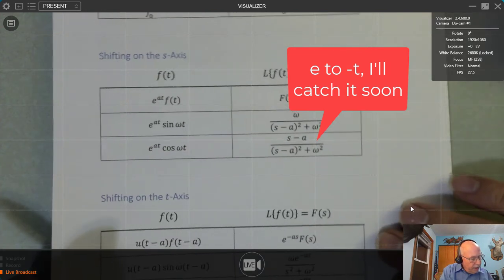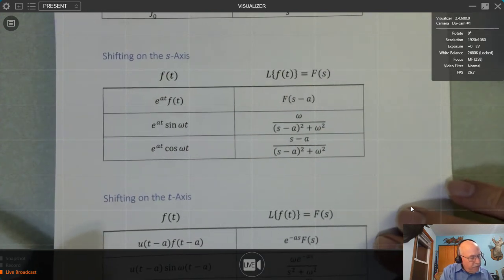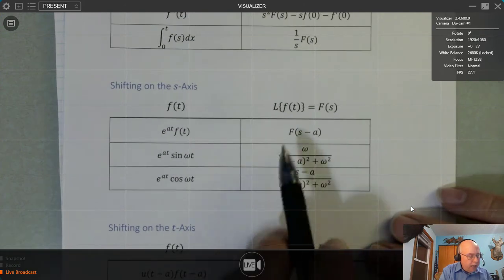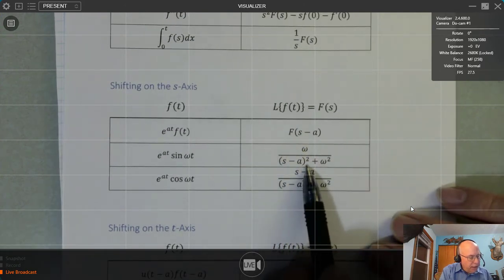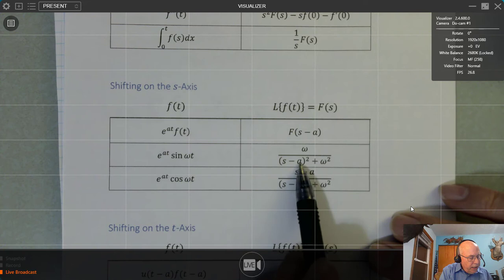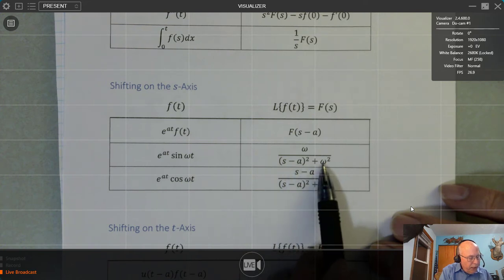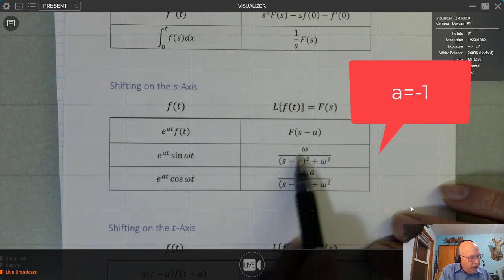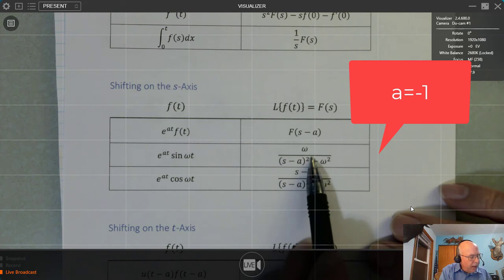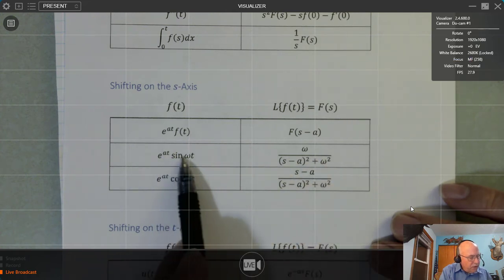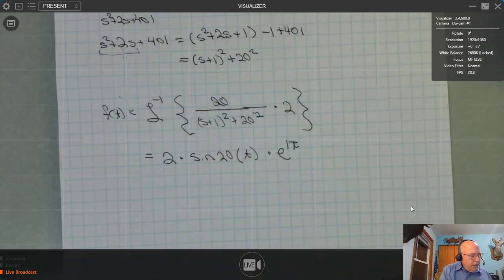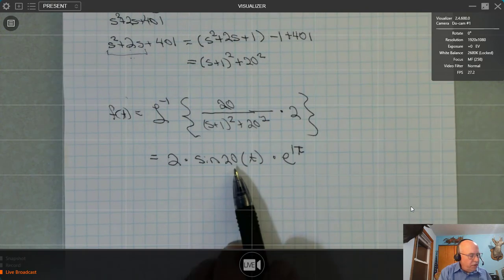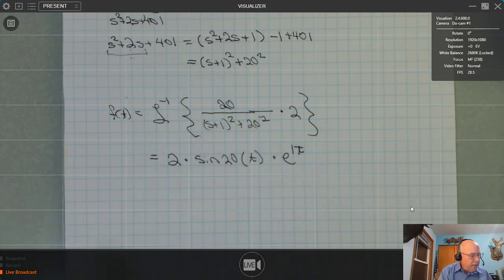Another way of looking at that would be that we actually have a form here that's explicitly in the table. You set a equal to 1 and omega equal to 20, and you'd have exactly the form that we were working on, so that's e to the 1t sine 20t. So there is our inverse transform, and that's the first thing that could come up.